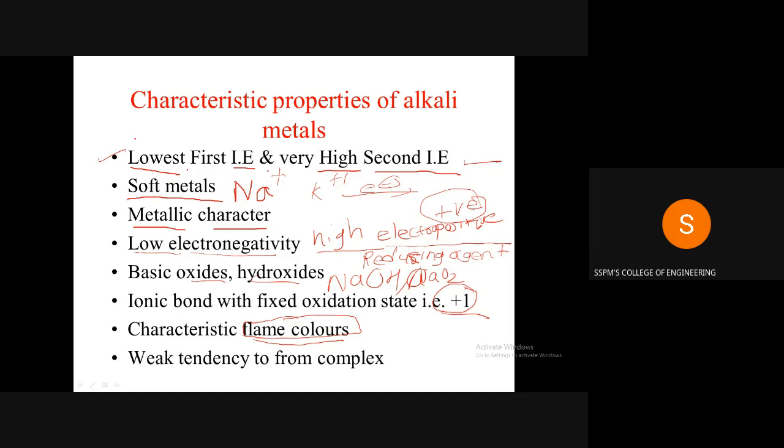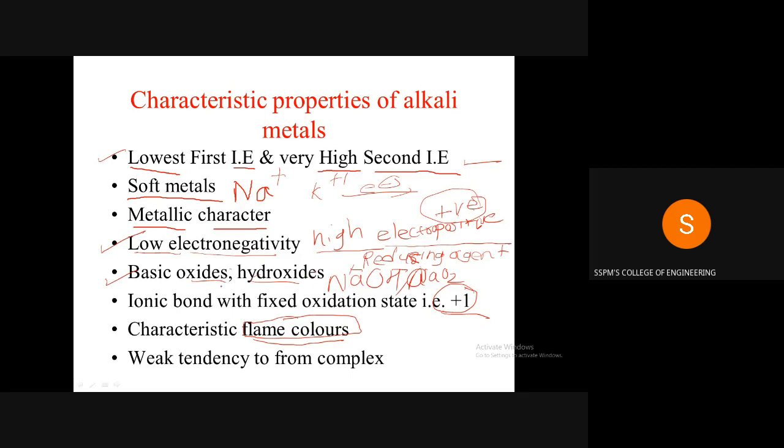Then these are soft metals. Metallic characters are present in alkali metals. Then they have low electronegativity, meaning they are highly electropositive. These characters are very important. They form basic oxides and hydroxides. When sodium reacts with OH minus it forms NaOH, so Na plus and OH minus. So you should know these reactions of oxide and hydroxide formation.